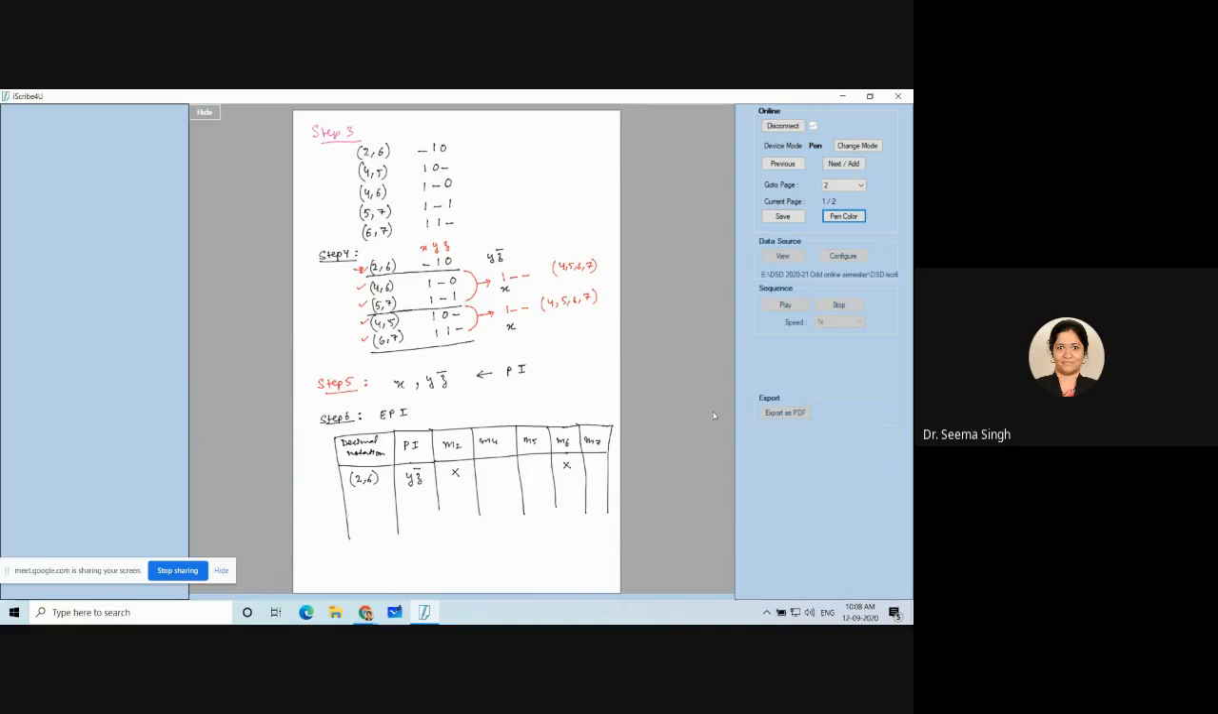What is my next prime implicant? My next prime implicant is X. And X has come from where? It has come from 4, 5, 6, 7. Now I should complete this table. And because it is covering 4, 5, 6, 7, I will be putting a cross in 4, 5, 6, 7.